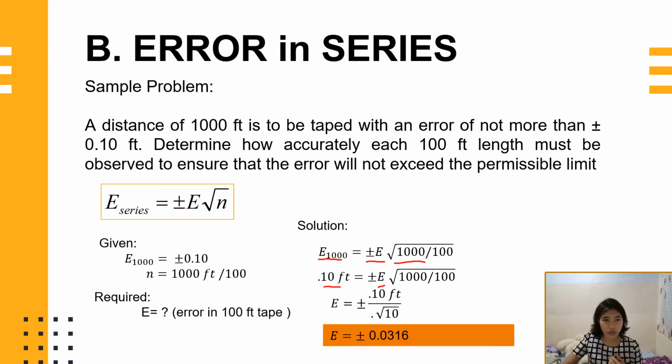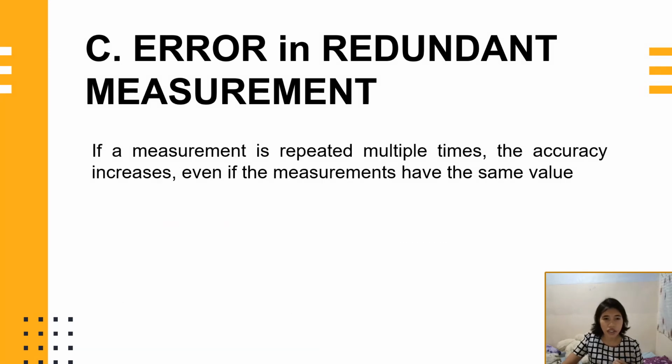So, next we have error in redundant measurement. For the redundant, it is a measurement that is repeated multiple times. For example, yung angle, so repetition na.